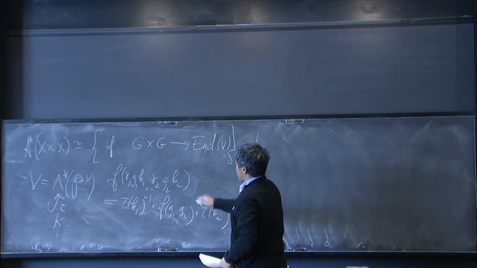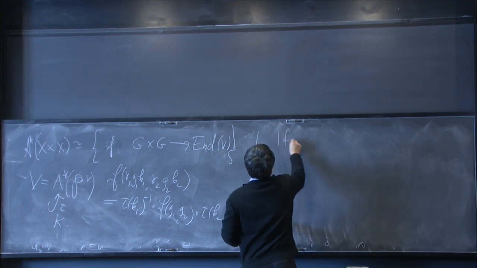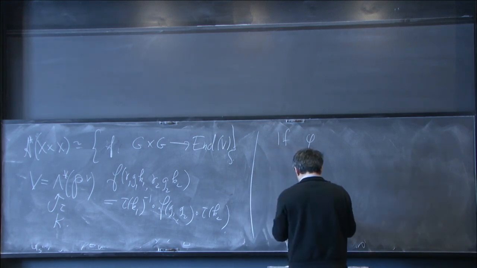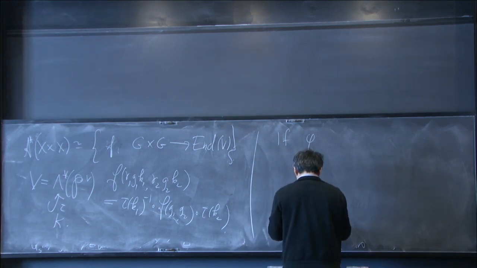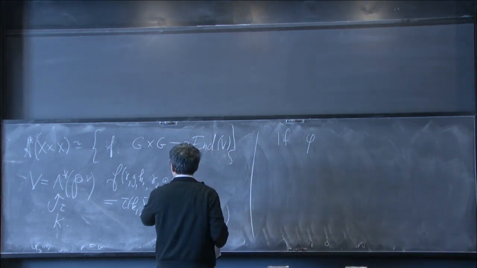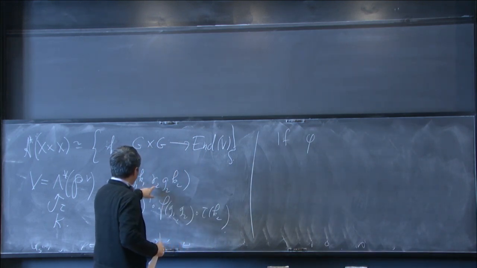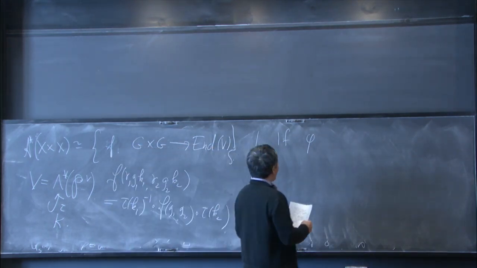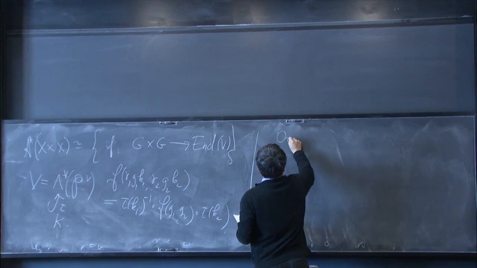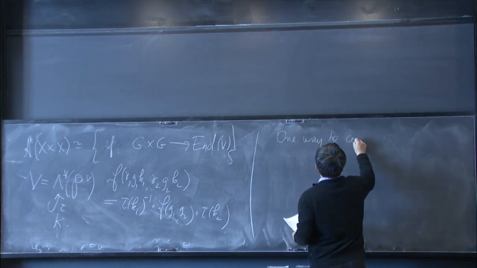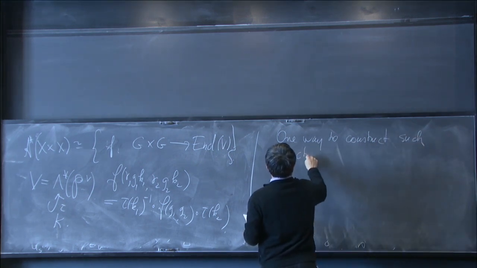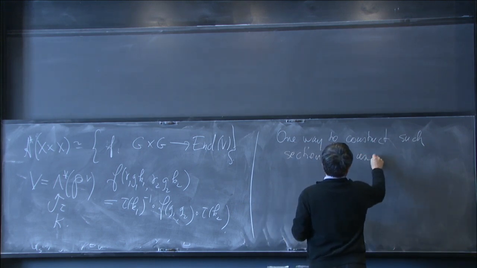On the other hand, this equation suggests the following. So this is a two variable kernel, and it doesn't depend on gamma1, gamma2. So one way to construct such a section is to use the Poincare series.